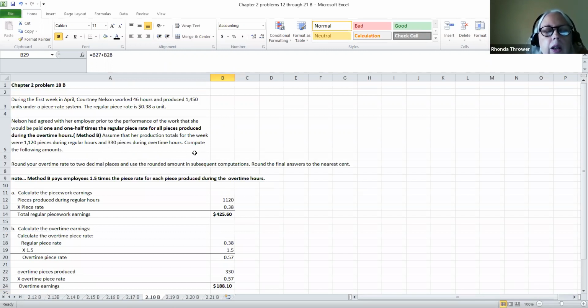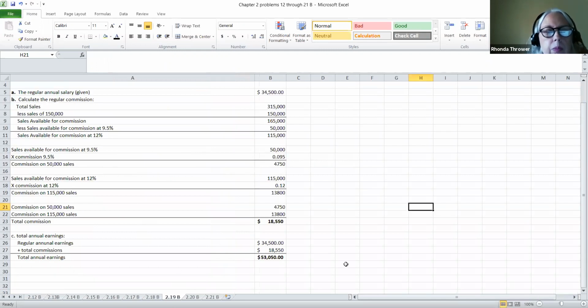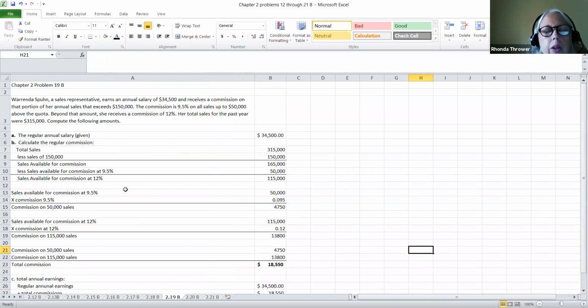So we're going to go ahead and move to the next problem, which doesn't have anything to do with piece rates. They're not in a manufacturing environment in this problem. But what we're going to be is a retail person, and we're going to earn a commission. And so we're going to learn how to calculate commissions with problem 19B.